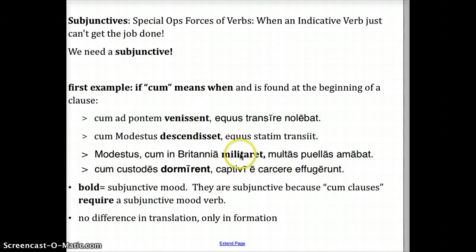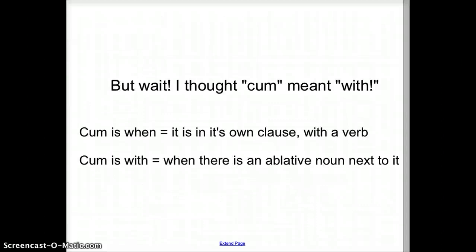So all these verbs in bold here are in the subjunctive mood. And they're subjunctive because these cum clauses require a subjunctive mood verb. Now the good news is, so far there's no difference in translation, only in formation, right? So in English we would translate it exactly the same way. There's nothing special about it. But wait, as I said, I thought cum meant with. Cum means when if it's in its own clause with a verb, and cum means with if there's an ablative noun next to it. So it's pretty easy to tell them apart.